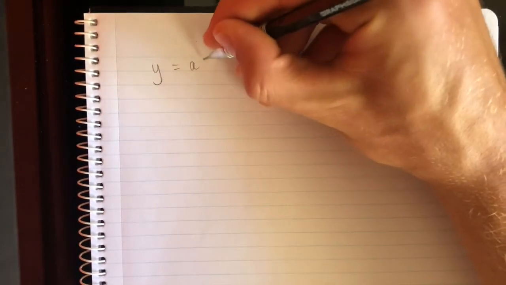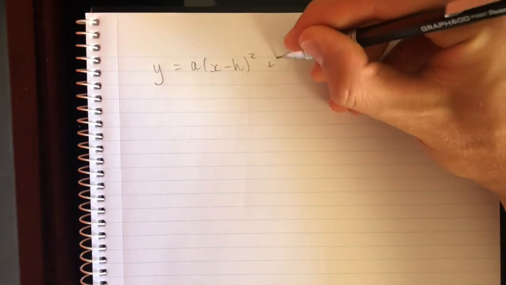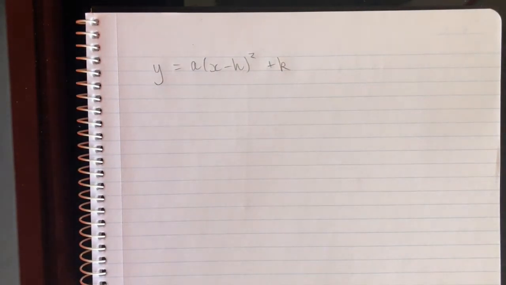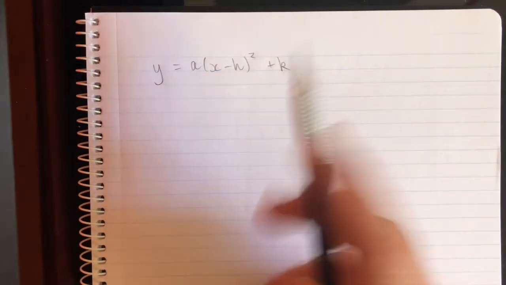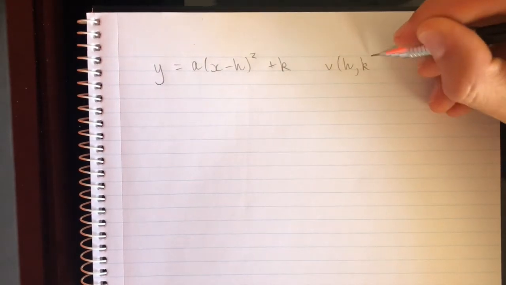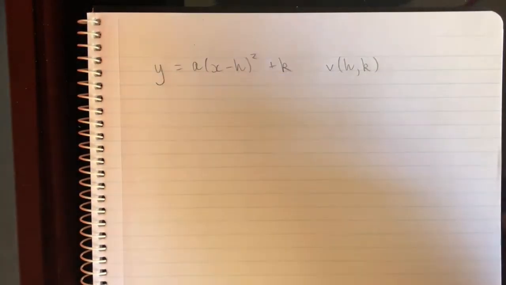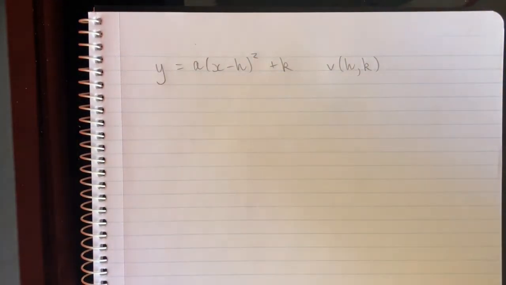A lot of people learn about parabolas, they are often taught the form y equals a times x minus h squared plus k. This form is great because you can easily identify where the vertex is, which is at (h, k). So the vertex is at (h, k), which are the horizontal and vertical translations. But what this doesn't tell you is the actual definition of what a parabola is.